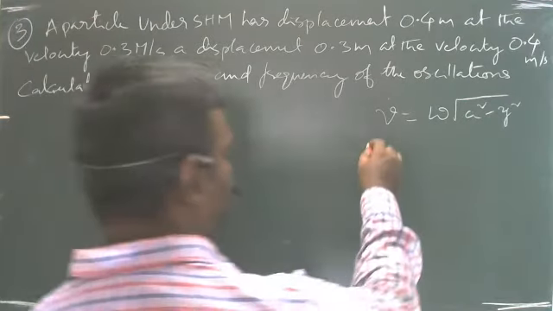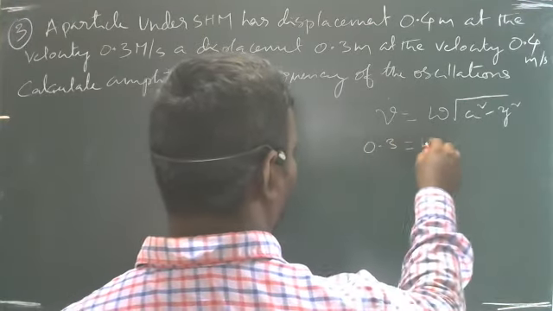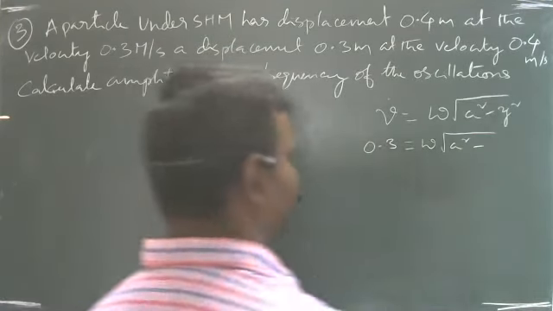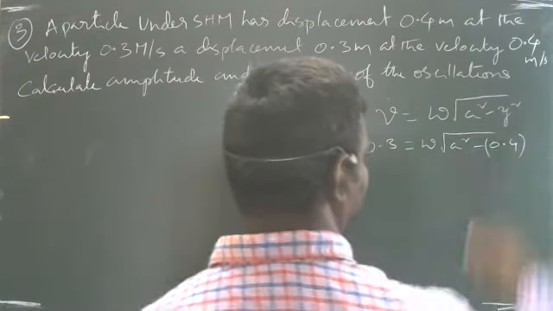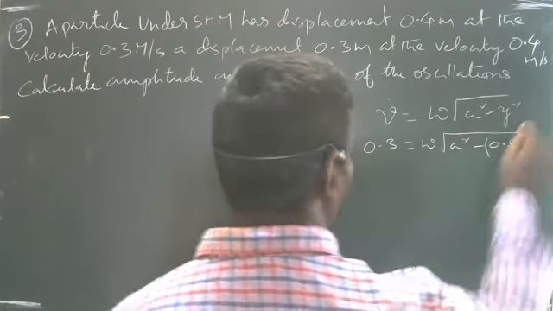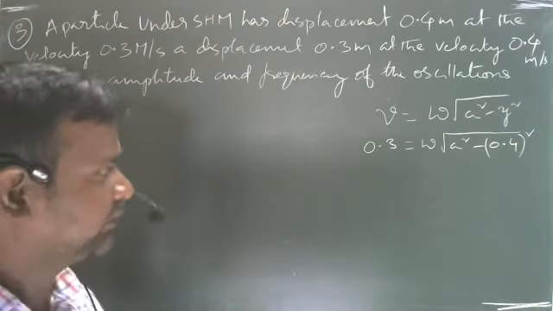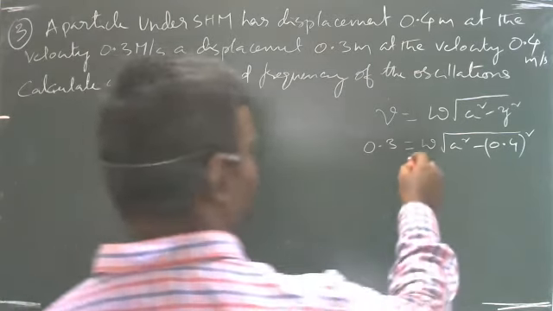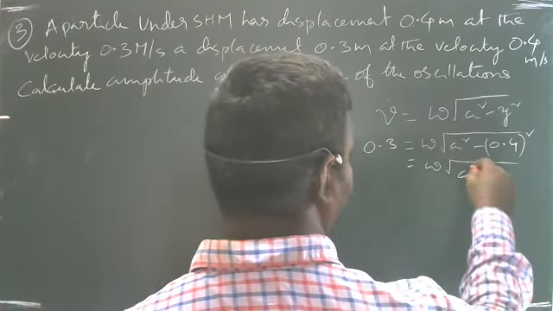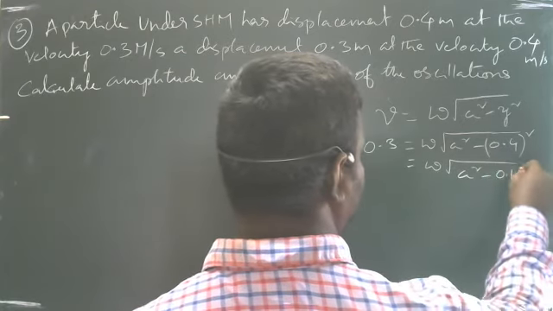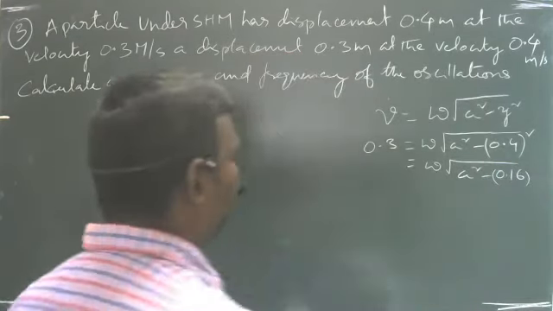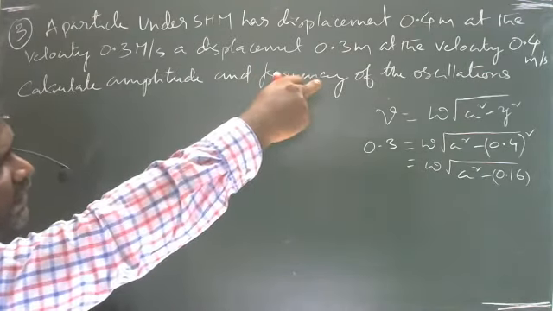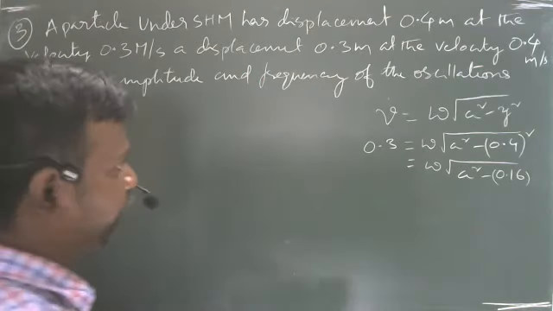Therefore I am substituting: 0.3 is equal to omega into root over a square minus y square, where y means displacement, given as 0.4. Note it down. 0.4 squared means 0.16. So 0.3 is equal to omega into root over a square minus 0.16. Next, for the other case, the velocity is given for the displacement of 0.3 meters.